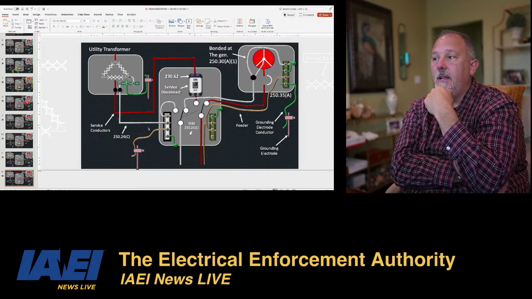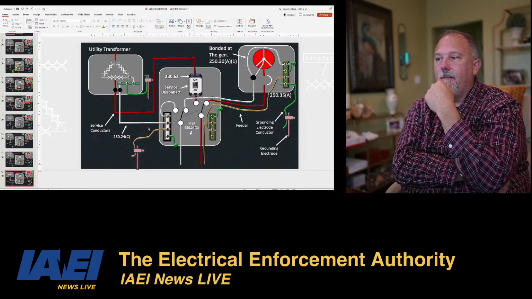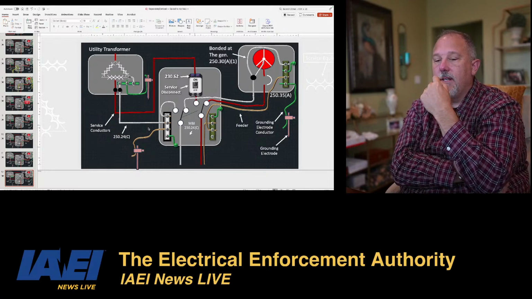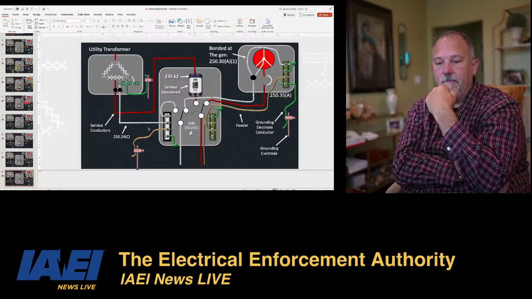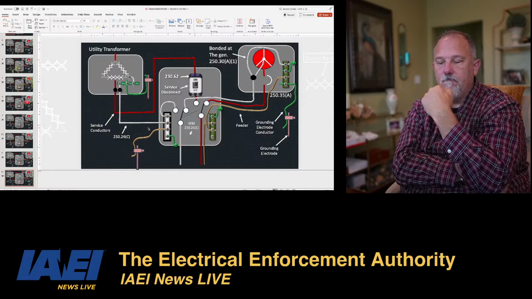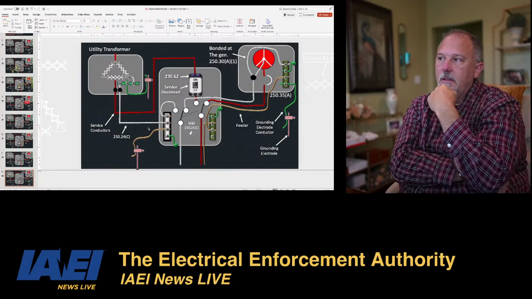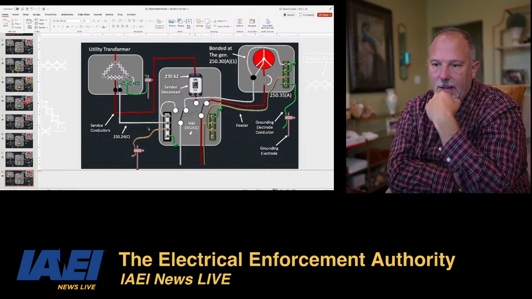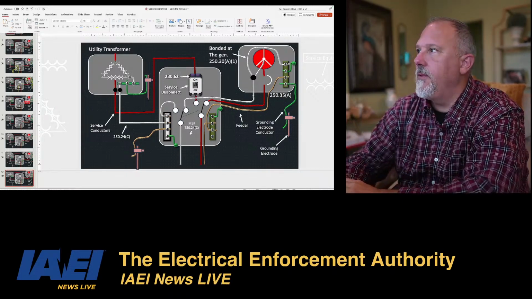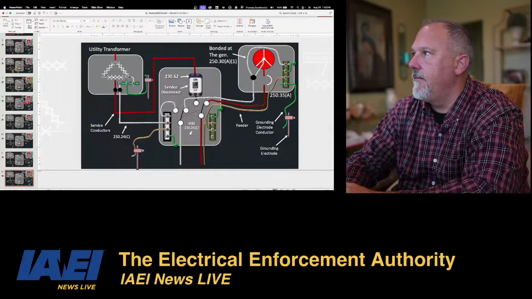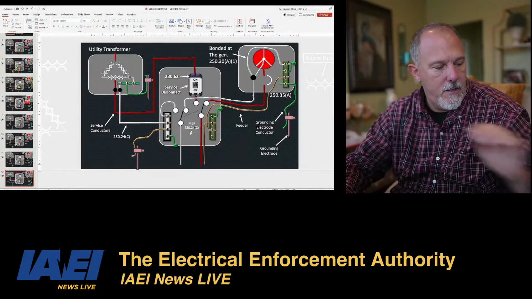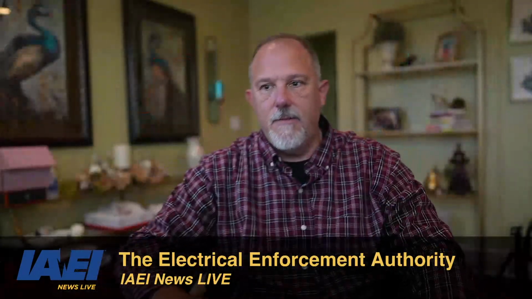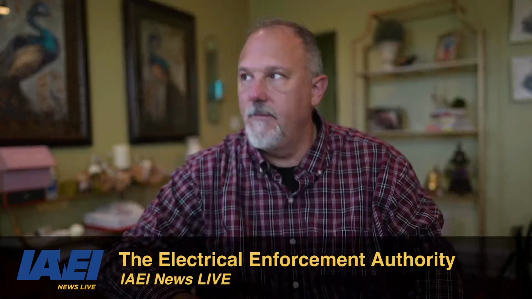That's a good point, Fred. Your enclosure is still bonded. But that's the gist of a separately derived system. And I can't believe, did we blow through an hour already? Holy crap. We did. We blew through an hour.